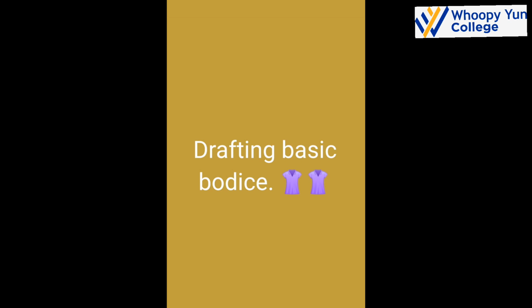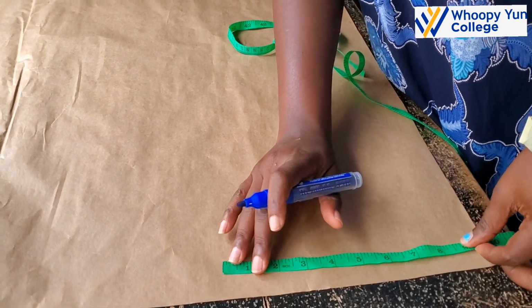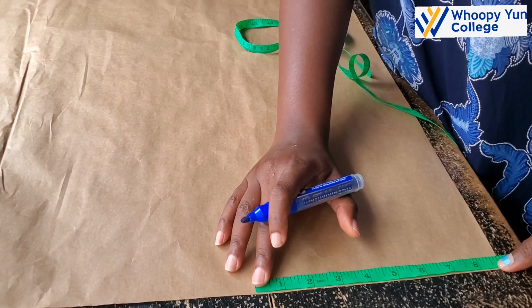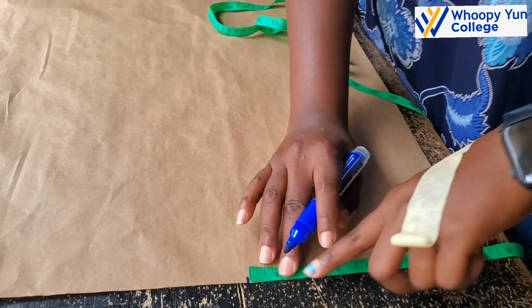Today we are drafting basic bodice based on popular demand. Right now, I'm taking the back measurements of my client. Our back is 16 divided by 2, that's 8.